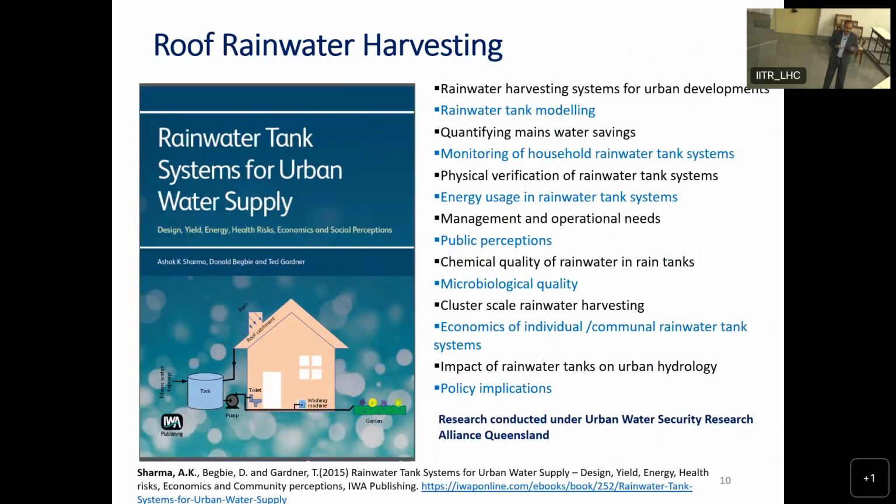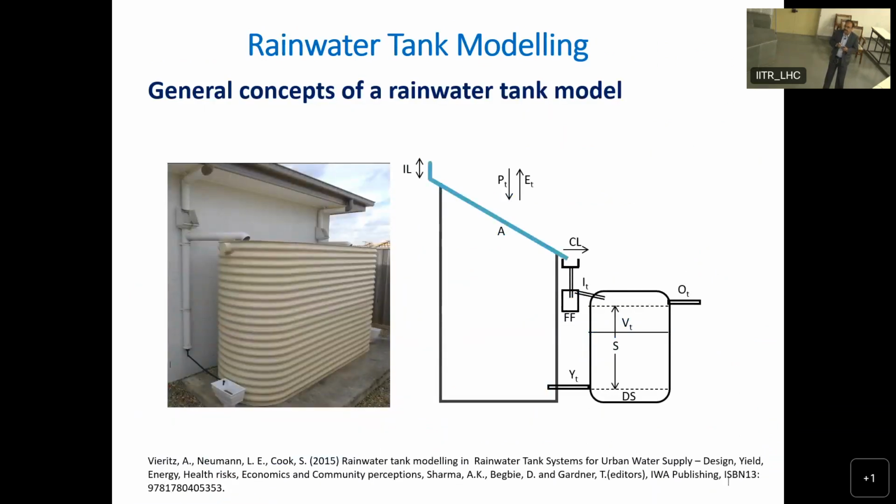So this book is already provided to you, and it has chapter 2, which talks about a lot of the modeling aspects of rainwater. A copy is already being provided, and I showed you yesterday where you can download it free. So this is about the general concept of a rainwater model.